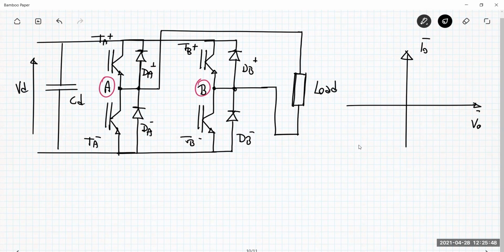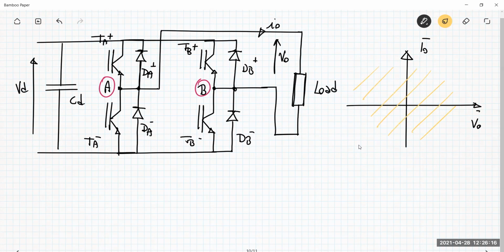So it will be employed for generating bidirectional current, so the current can be positive or negative, and also reversible voltage. The voltage VO is the voltage between the node A and B. Okay, so I can have operation point in all these 4 quadrants.